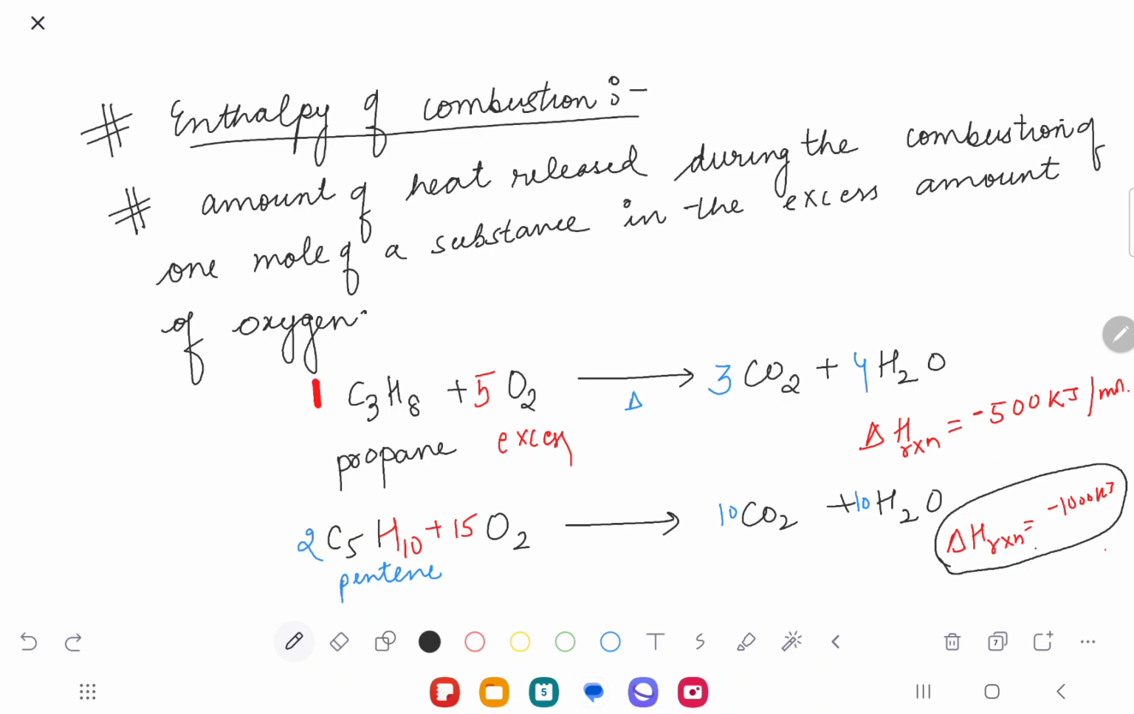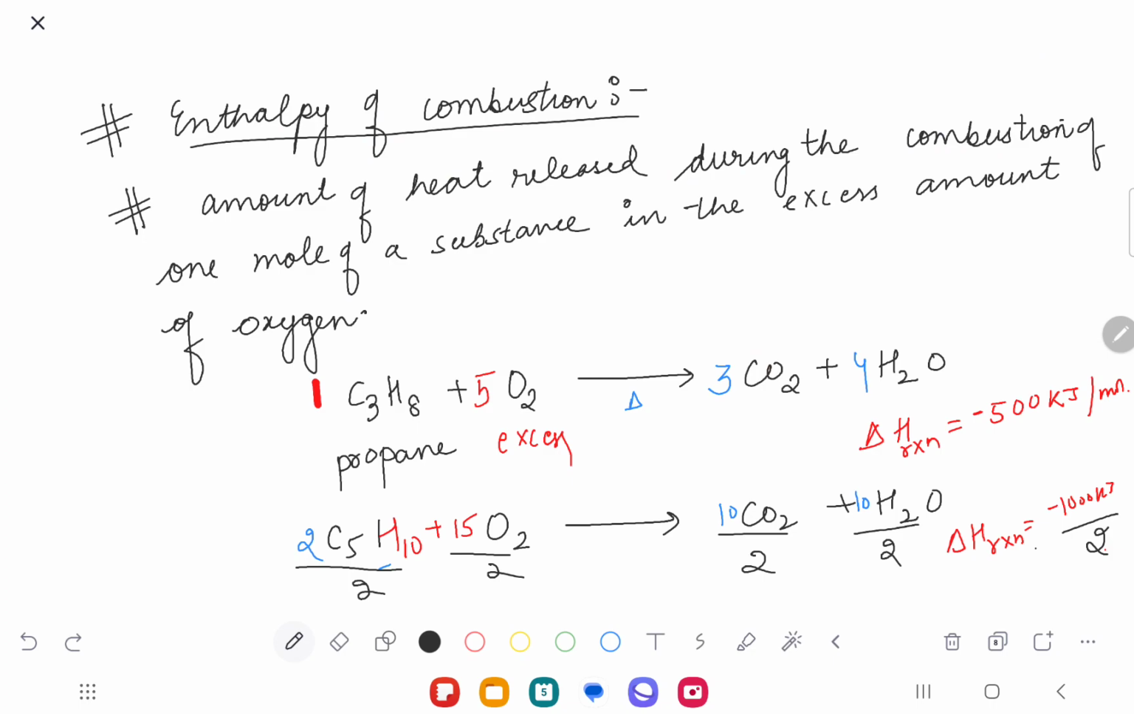So I will have to do what? I will have to divide this equation with 2 everywhere. And if I'm dividing this equation with 2, I will also have to divide the energy with 2. You understand? So what do you think I will have? It is going to become C5H10 plus 15 over 2 O2 to give me CO2 plus H2O.